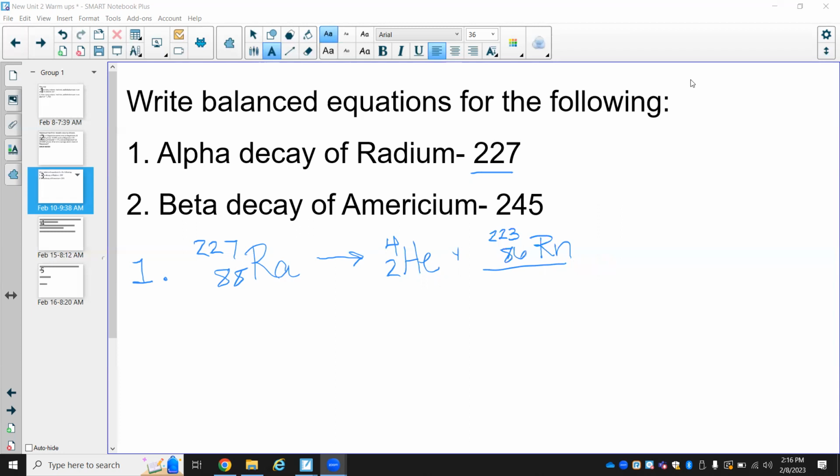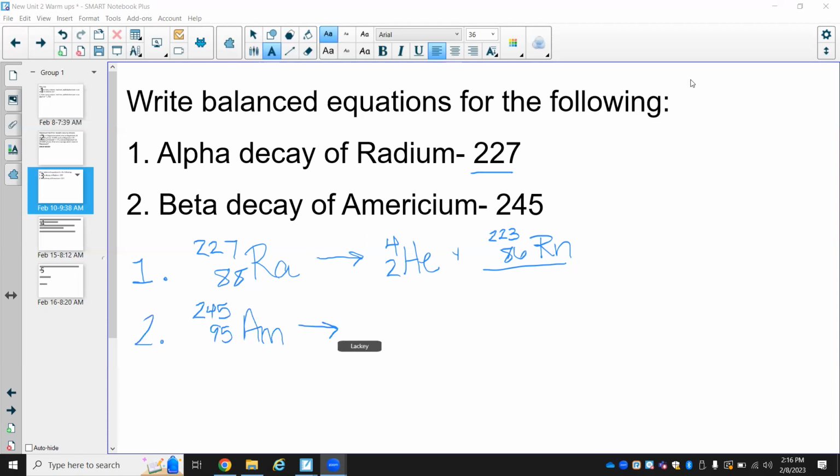Looking at number 2, it says we're going through beta decay of americium-245. So remember that 245 is our top number. Americium is down at the bottom. It's number 95 with a symbol of Am. And it is going through beta decay.